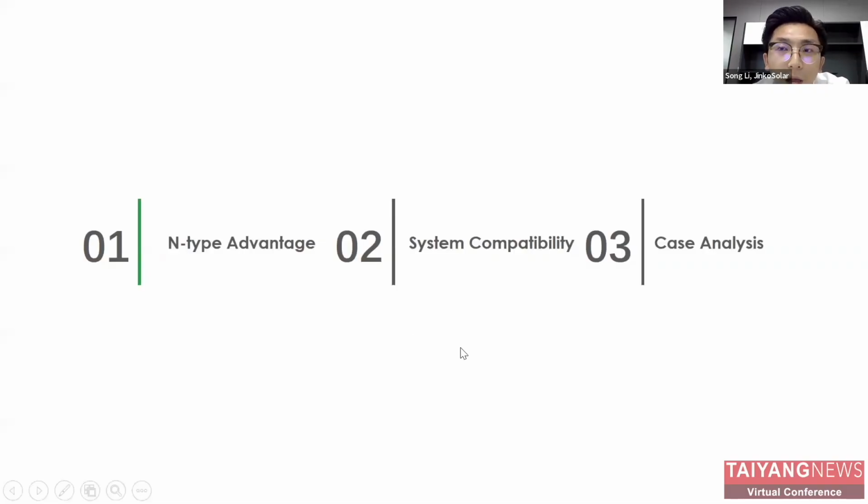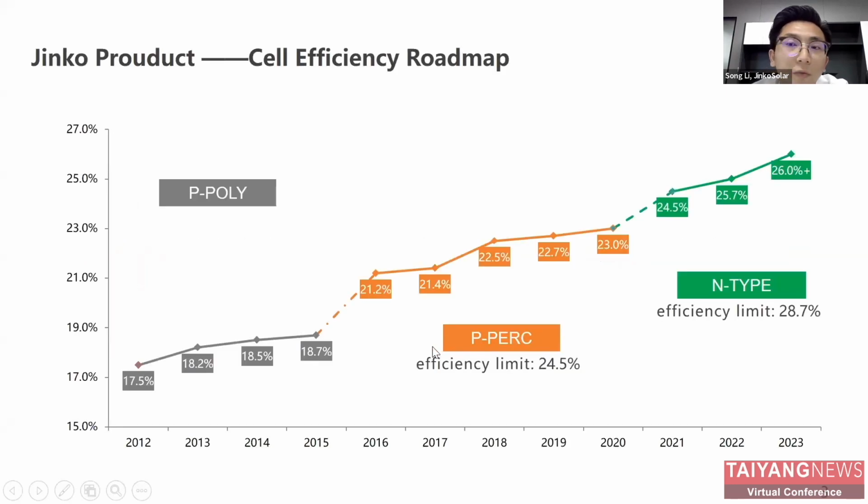My topic will be separated into the following three parts. The first is the advantage of N-type modules, then the system compatibility of N-type, and the last is how much the N-type module could improve the system, using a case analysis. First of all, when it comes to the modules, we have to look back at the evolution of our cell technology.